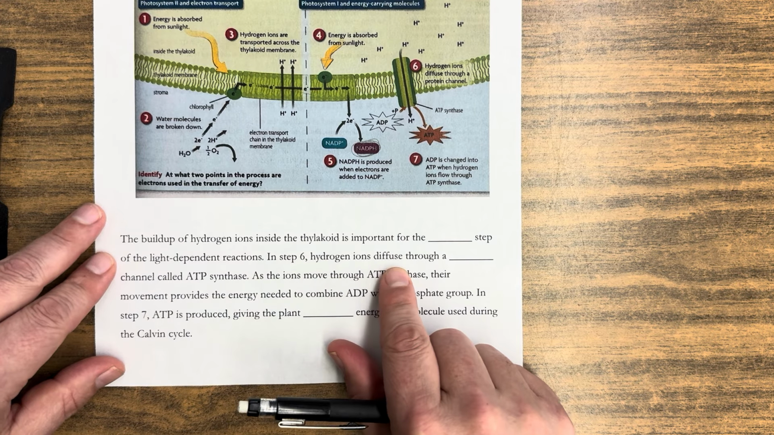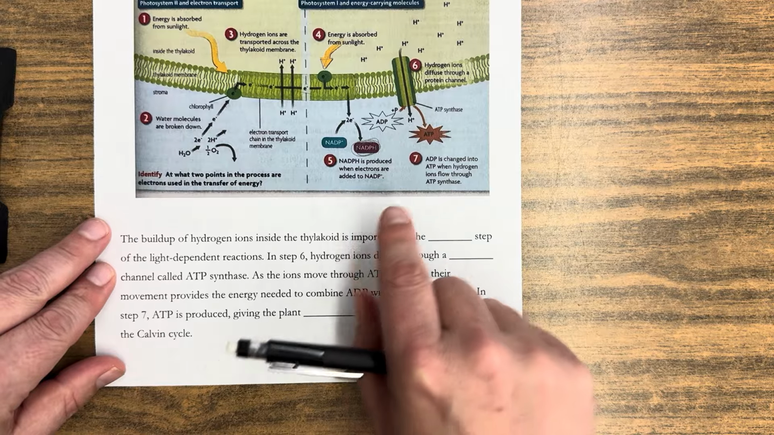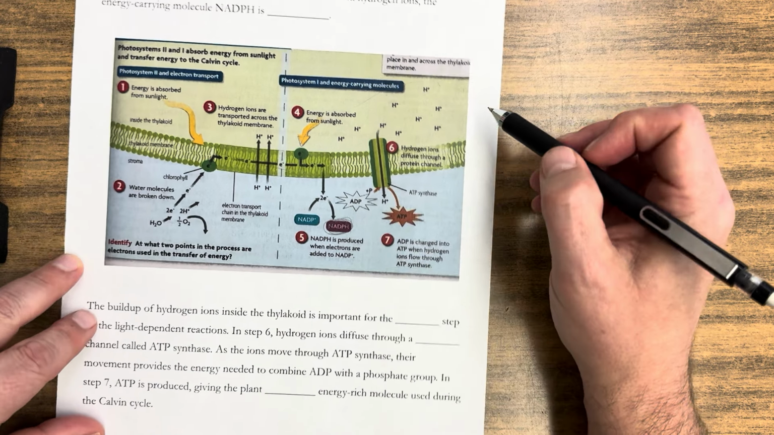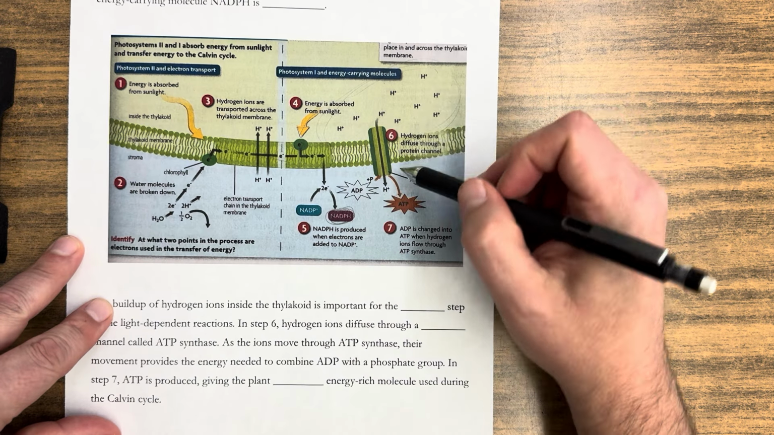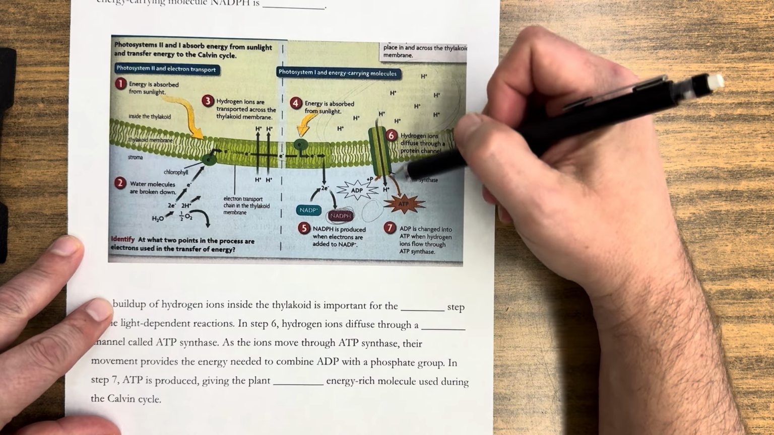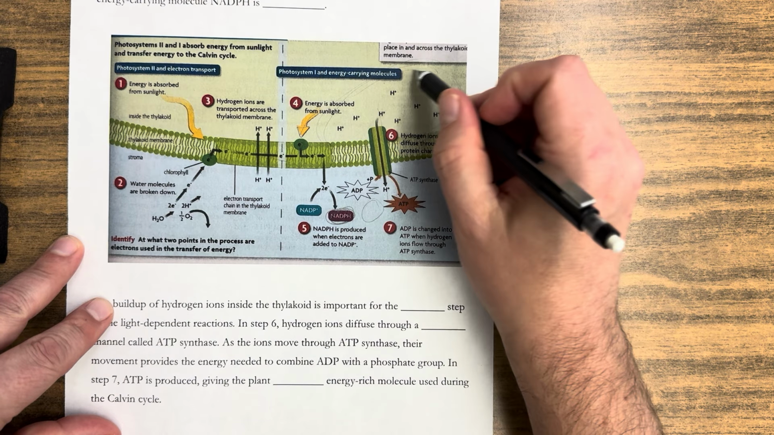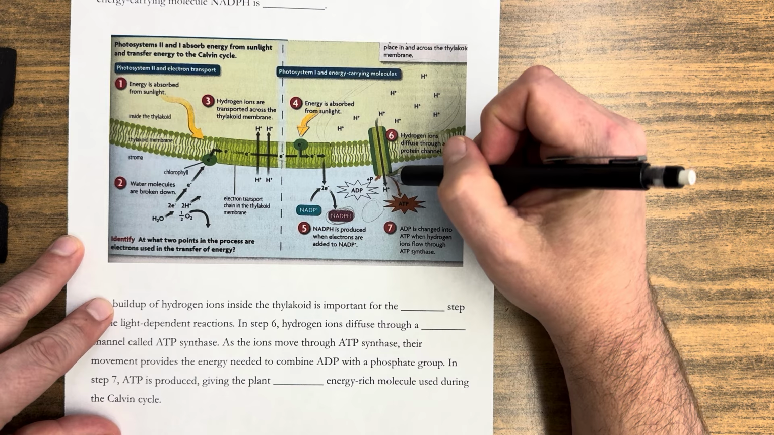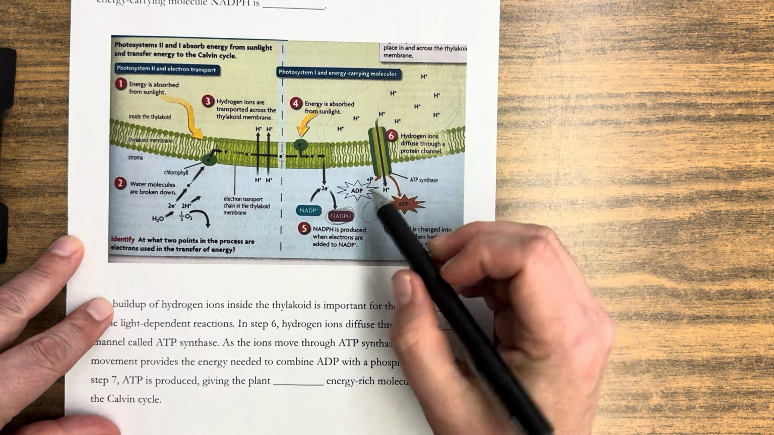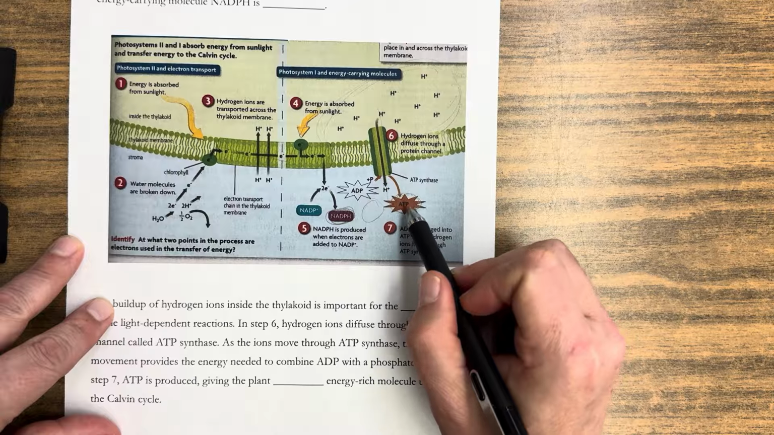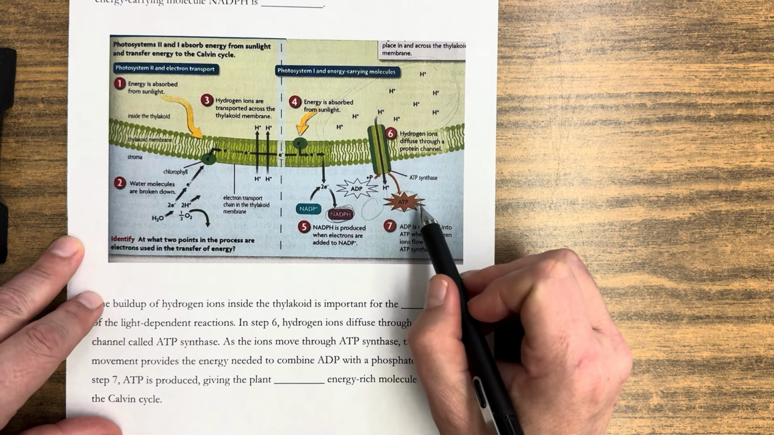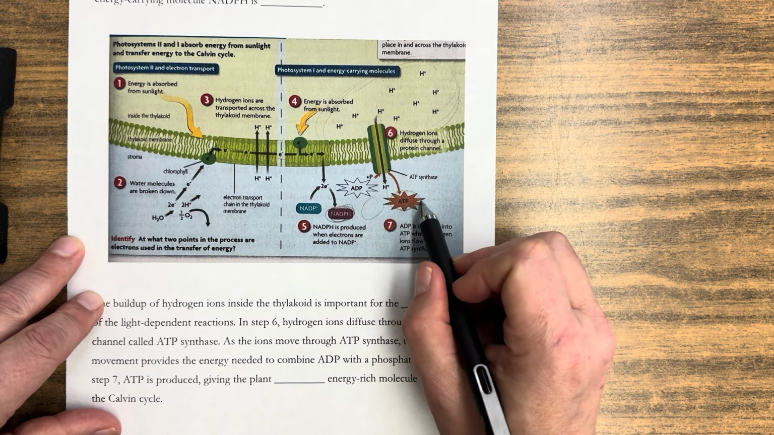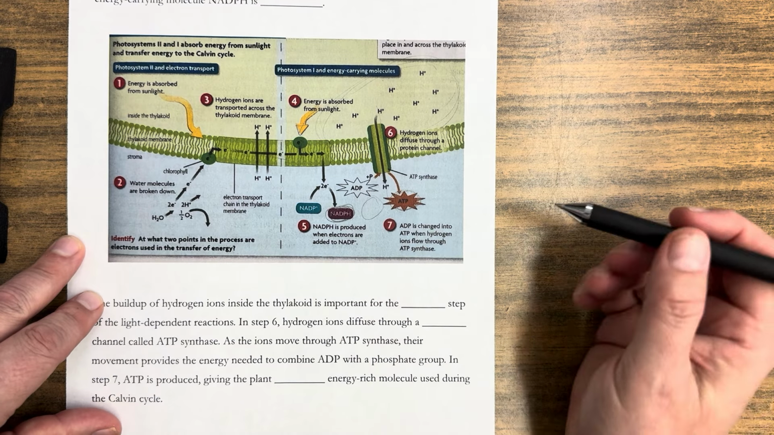In step 6, hydrogen ions diffuse through a protein channel called ATP synthase. So remember, high concentration up here of hydrogen ions. They will move to a lower concentration without any energy input for them to go from high concentration to low. So as they move, they're going to create this ATP molecule. ATP is a storage space for energy, but it's a little bit more like a battery because it's going to be able to be used directly.